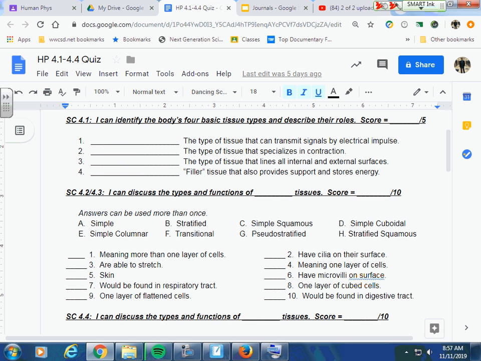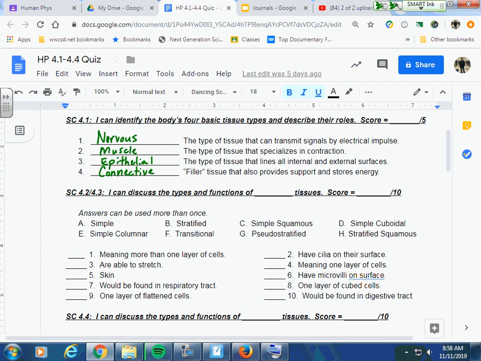So the first one, the type of tissue that can transmit signals by electrical impulse. That's going to be neural or nervous tissue. The second one, the type of tissue that specializes in contraction and shortening, would be muscle tissue. The type of tissue that lines all internal and external surfaces. Lining surfaces is epithelial tissue. And the filler tissue that also provides support and stores energy is connective.